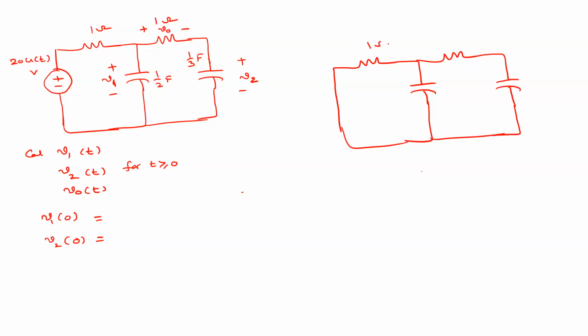So this is 1 ohm here, 1 ohm here. This is V1, V2. So this is half farad and this is 1/3 farad. Right. So this is V0. Okay. So what is V1 of 0? So there is no source here. So this is 0 volts and this is 0 volts.